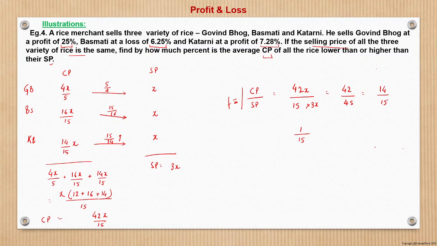Here Cp is lower than Sp by 1, right? 1 for every 15. The base should be Sp here, rather than higher than Sp. So 1 upon 15 is that ratio, and 1 upon 15 we know is 6.67%. And it is what? Lower. Cp is lower than Sp. So this is the answer to this question. This was a good question.